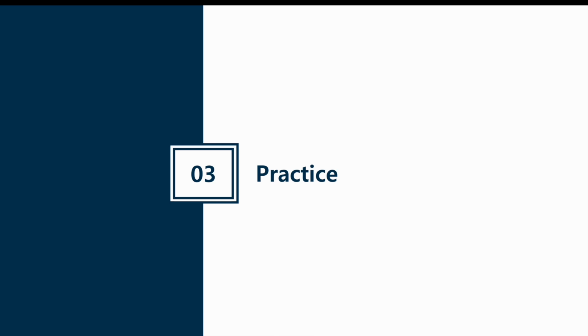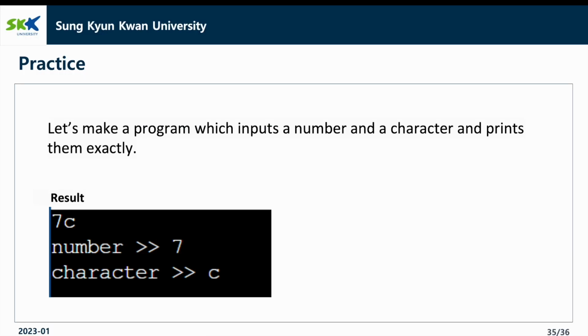So far, we have completed a brief introduction to C, data types, and studies on variables. Let's finish the class after a simple practice where you can review what you have learned so far. Today's practice is making a program which inputs a number and a character in order and prints them respectively. Let's pause the video and take some time to solve the problem.